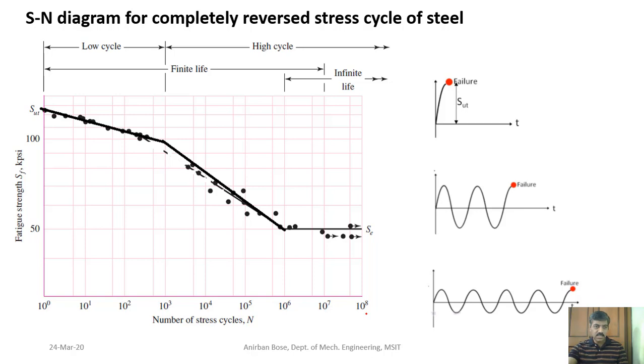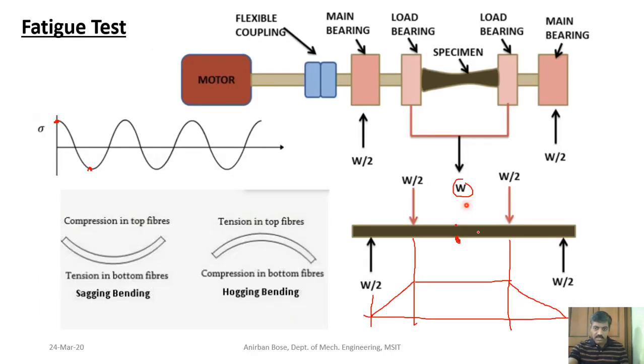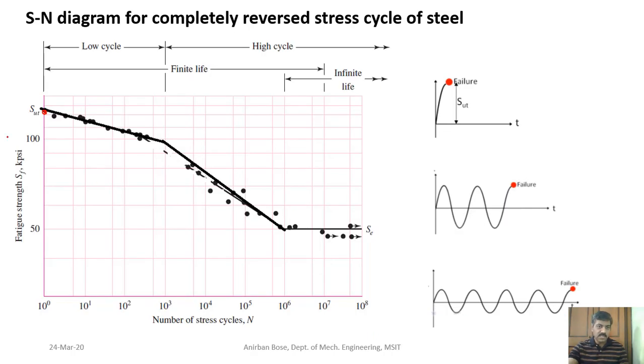If we see the test results, you see this point is the ultimate point. So what is the meaning of that? Suppose you adjust W in such a way that the bending moment creates a stress whose maximum value is the same as S ultimate. Then what will happen? We know that if it is S ultimate, then before completing the first cycle, it will fail.